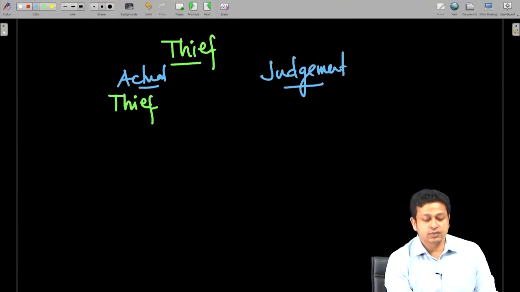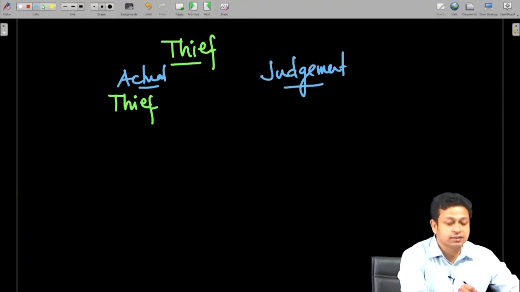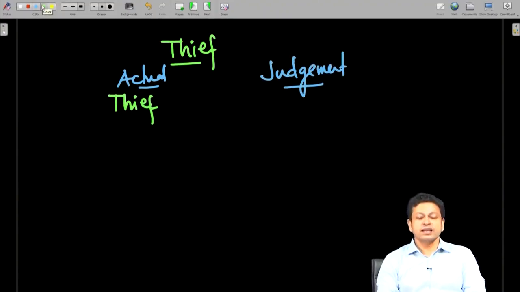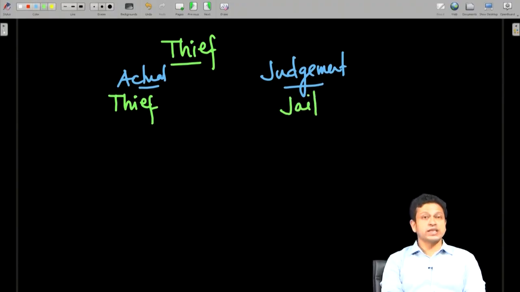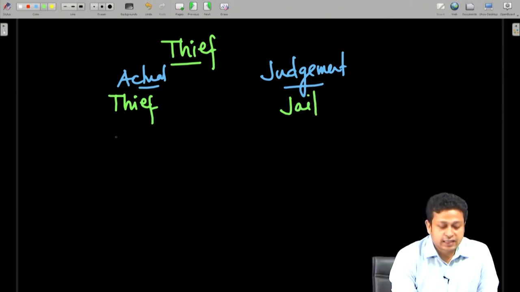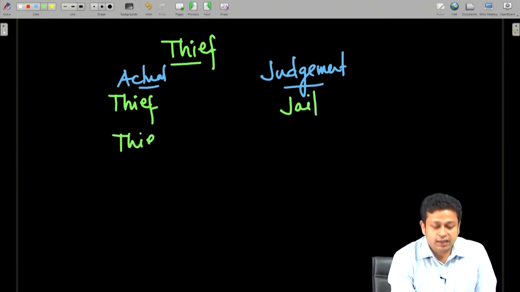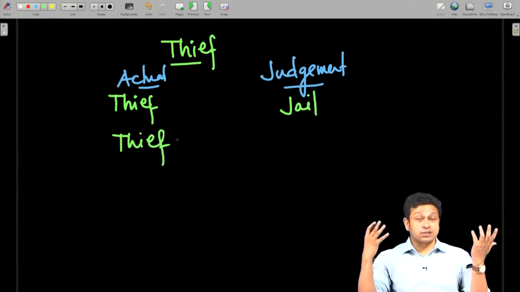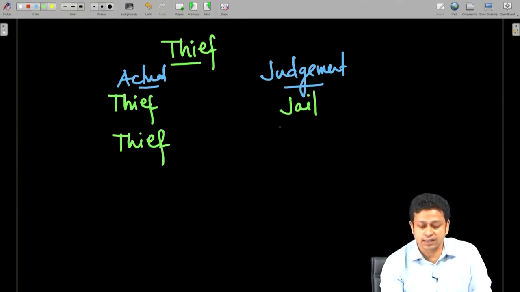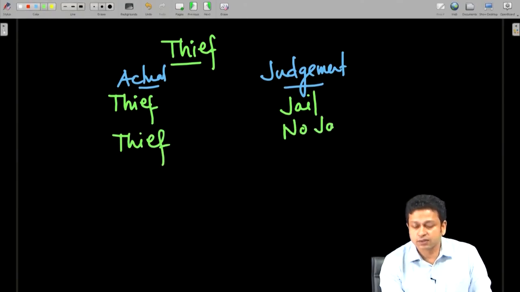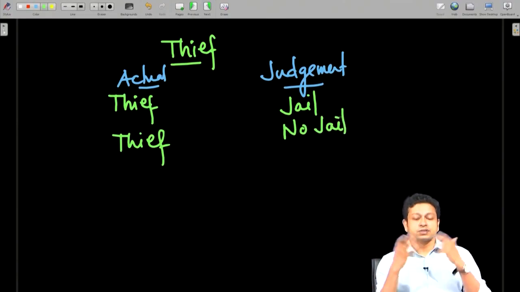Okay. So, the actual is that the person is a thief, and the judge says that, well, he is a thief, so he should go to jail. Let us say he is a thief, and either there is not enough evidence, the judge is lenient, or there is some mistake in the judgment, and he says no jail. The thief can actually be freed.